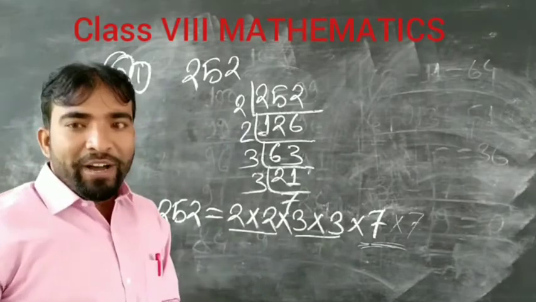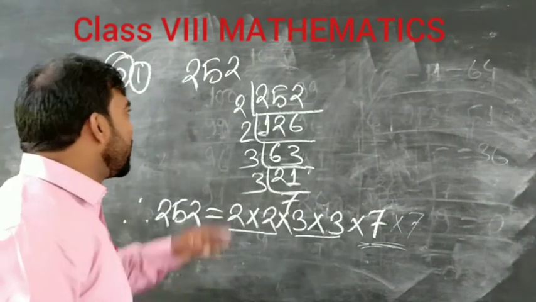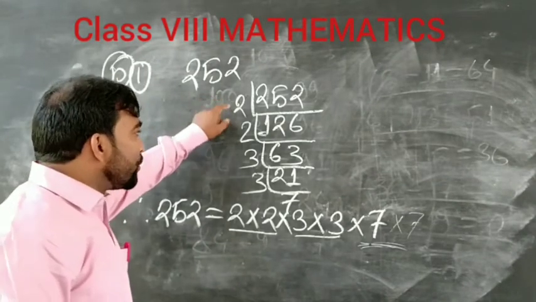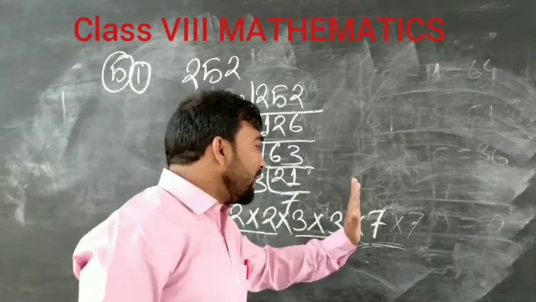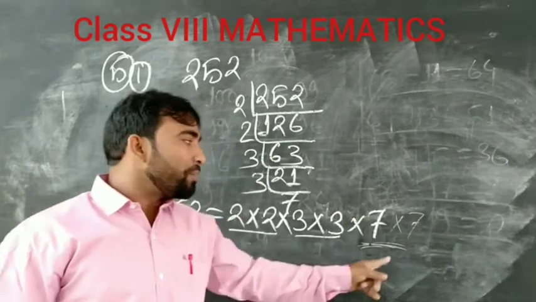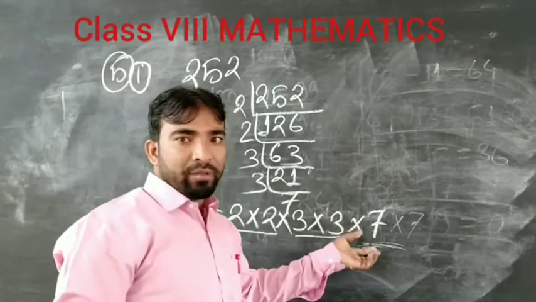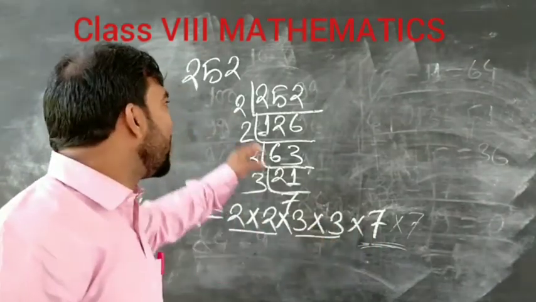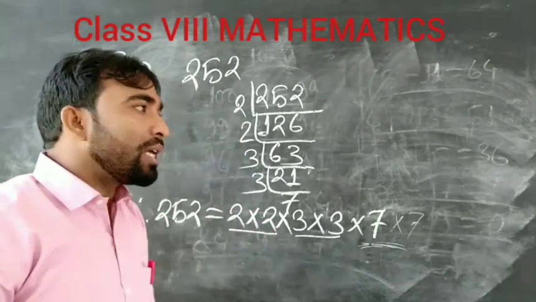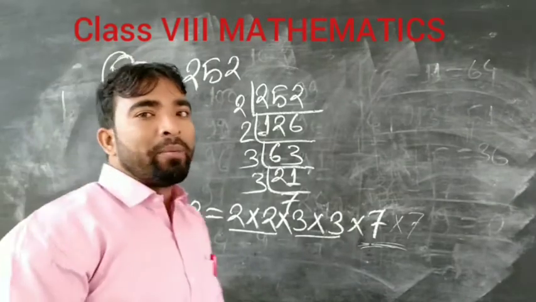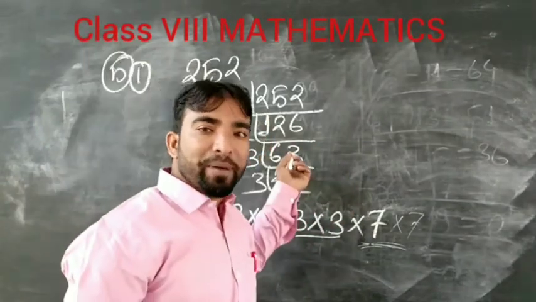Now if the question is to find the smallest whole number by which it should be divided to get a perfect square, in case of division, look, 2 into 2 into 3 into 3 into 7. Two numbers make a pair, two numbers make a pair. Again 7 is alone here. 7 is not making a pair, so the smallest whole number is 7, by which we can divide 252 to get a perfect square. So this is the process of how we can find the smallest whole number by which it should be multiplied to get a perfect square, or by which it should be divided to get a perfect square.